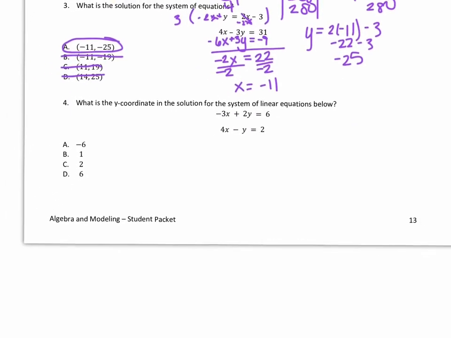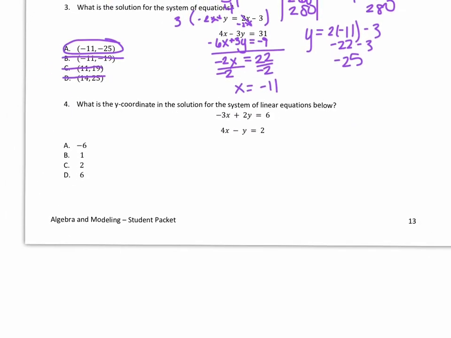Number 4, last one for this section. What is the y? So if we're going to want to know what the y is, we might as well get rid of the x, even though it's easier to get rid of the y. But we will get rid of the x by multiplying the whole top row by 4 and the bottom row by 3, so that my x's will cancel. So it'll give me negative 12x plus 8y equals 24.